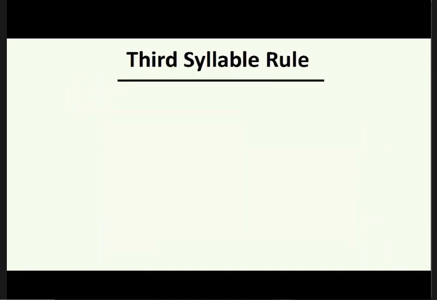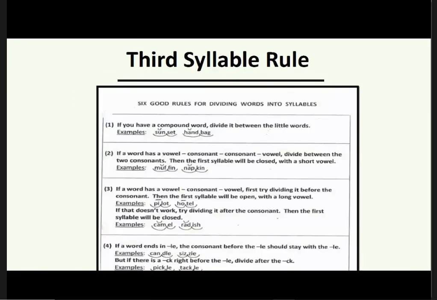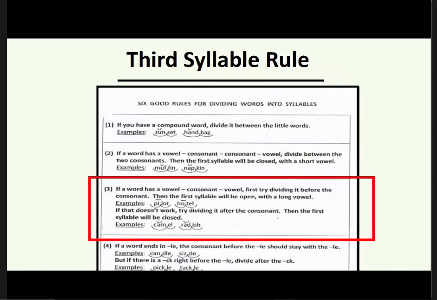The teacher should ask the students to find the reference sheet, 6 Good Rules for Dividing Words into Syllables, and find the third rule. He or she would read it and frequently ask the students to take turns repeating it. The adaptations, again, would be the same as for the first rule of syllable division.